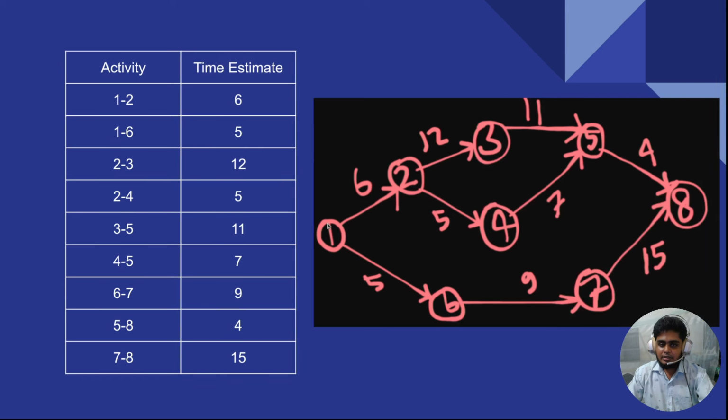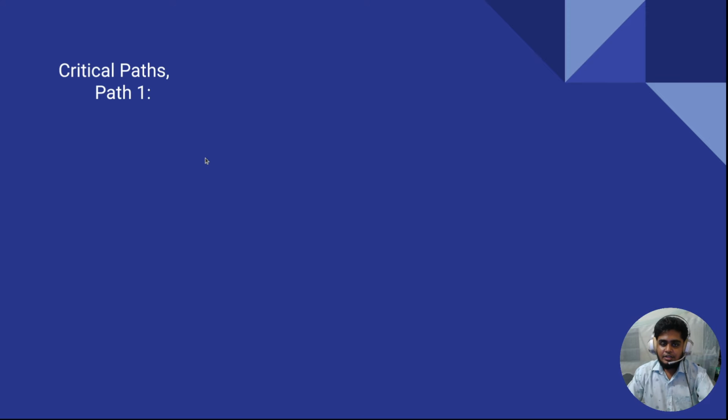So let's jump into the second part, critical paths. There are a total of 3 paths to go from activity 1 to activity 8. The first path is 1 to 2, 2 to 3, 3 to 5, 5 to 8, and you have to just add all those values. The activity time for 1 to 2 is 6, 2 to 3 is 12, 3 to 5 is 11, 5 to 8 is 4. Add those values and you will get 33 as a result.